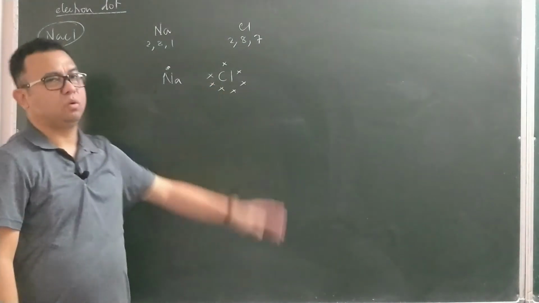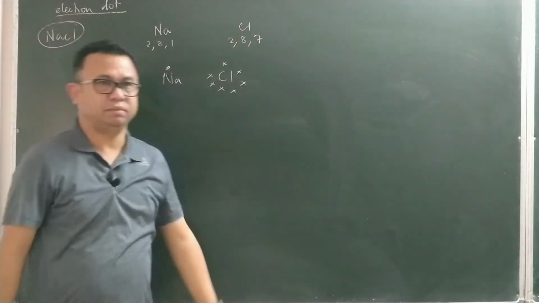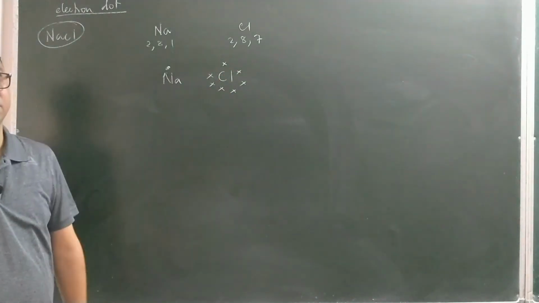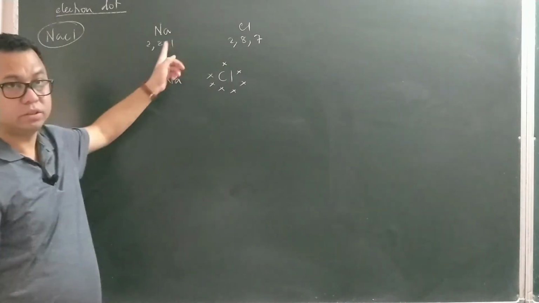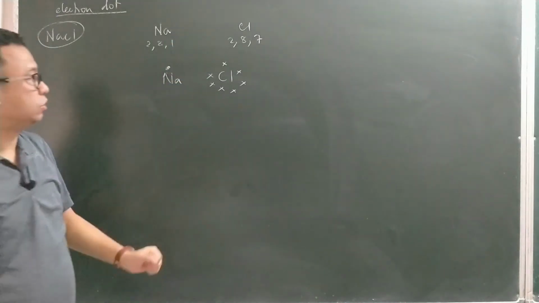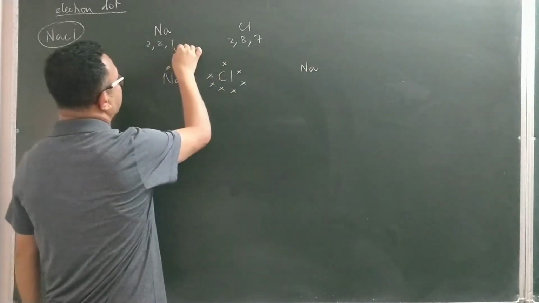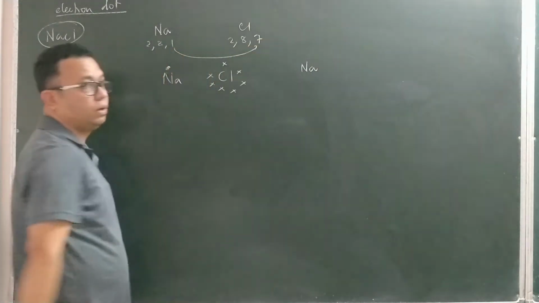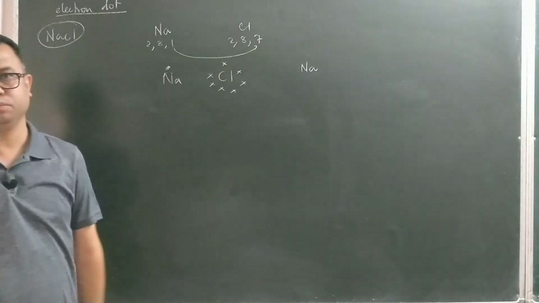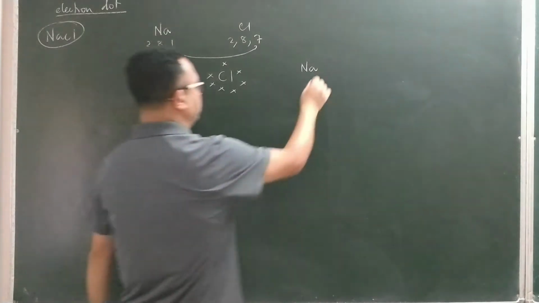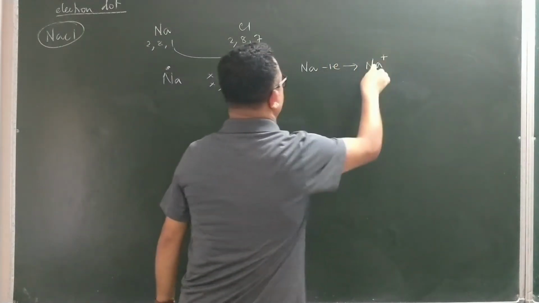Now both sodium and chlorine are not happy. This one has outermost shell 1, that one has outermost shell 7. They are not happy because they are not stable. Sodium will become stable if that electron is lost, then the outermost shell becomes 8. So what will sodium do? It will transfer 1 electron to chlorine. See, chlorine is in need of 1 electron, and sodium has 1 extra electron. So what will sodium do? Sodium will lose 1 electron to form Na plus, as we already discussed.